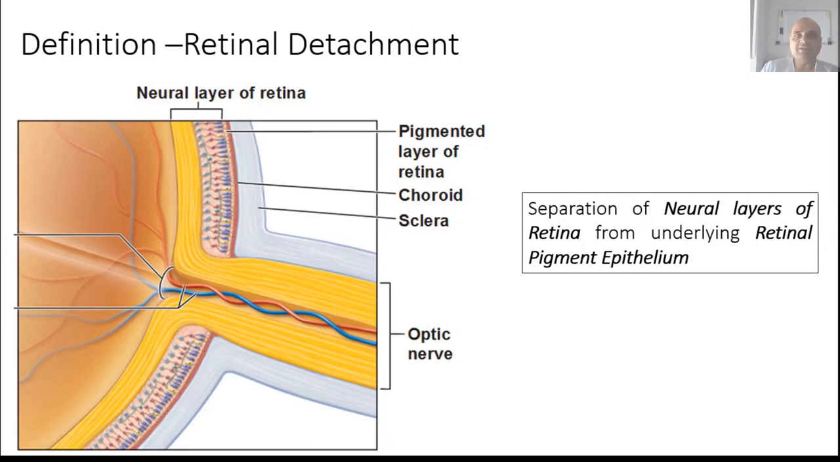Retinal detachment is separation of the neural retina from the underlying retinal pigment epithelium. It is not the detachment or separation of the retina from the choroid; that is called pigment epithelium detachment. Retinal detachment is separation of the neural layers of the retina from the underlying retinal pigment epithelium.